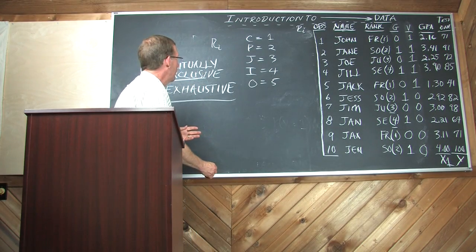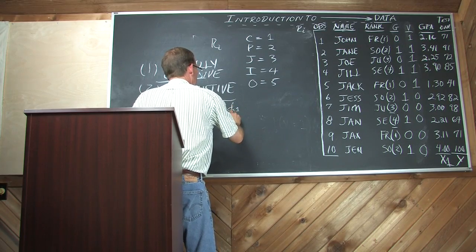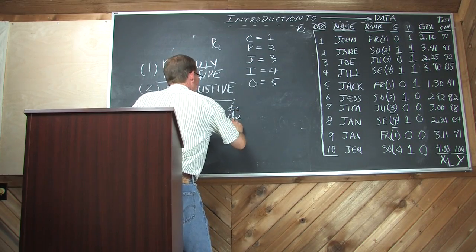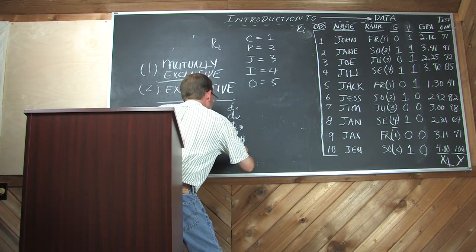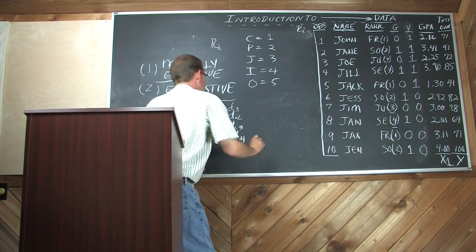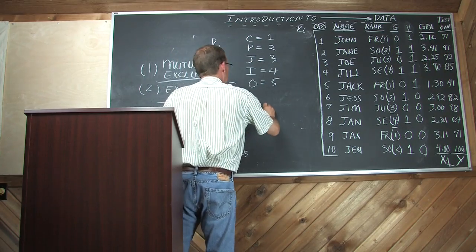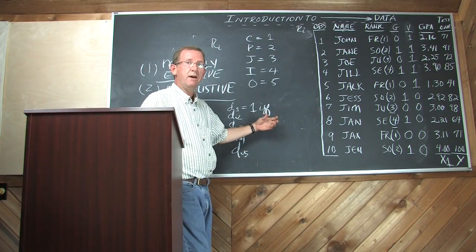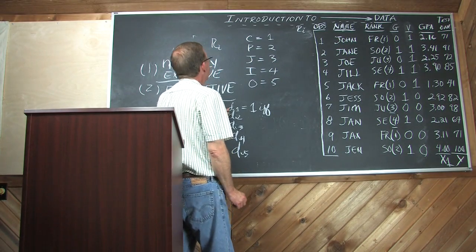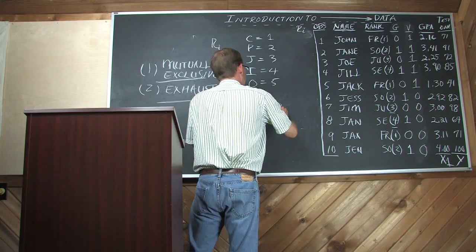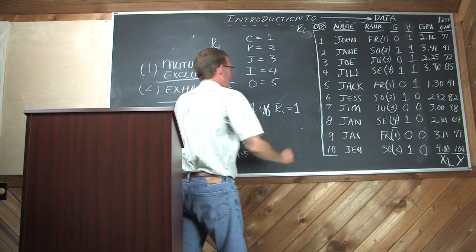So we're going to create 5 new variables. I'm going to call this one di1, di2, di3, di4, and di5, d for dummy. I'm going to make this equal 1 if and only if... I'm going to make this one equal to 1 if Ri equals 1. Otherwise 0.